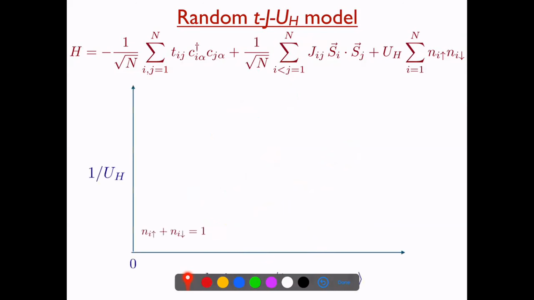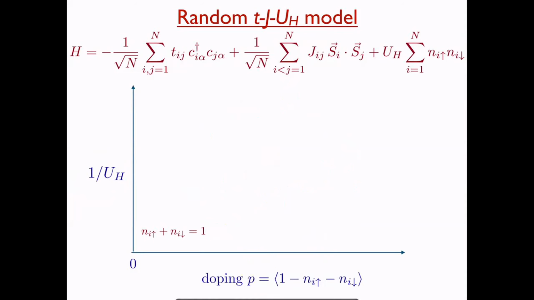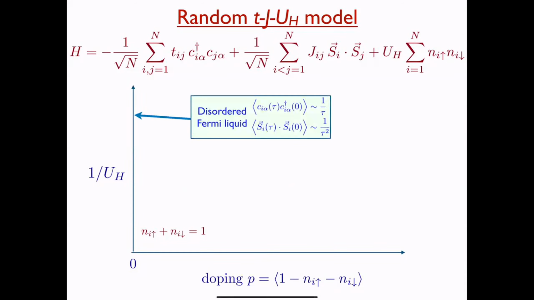So really, we have a well-posed problem now. Let's say t squared and J squared are of order 1. Then as a function of 1 over U and the doping density p, what is the phase diagram? We want to fill in this phase diagram, do theory and maybe some numerical work, and at least agree on what the ground state of this particular model is. First things first, let's stick to half filling, that is, zero doping.